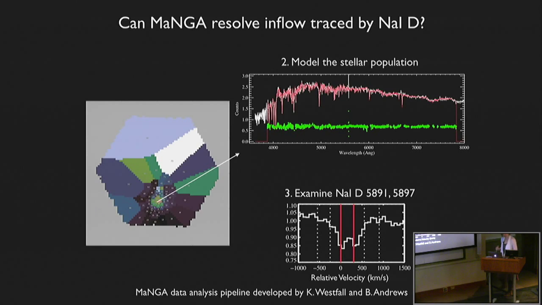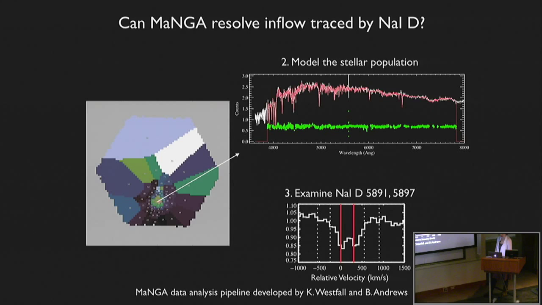One catch about sodium D is that it has an ionization potential of only 5 eV, so it's easily destroyed and can only exist in very cool, dusty gas. So we're looking at the kinematics of very cool, dusty gas here. So here's the sodium 1D absorption transition in this particular spatial bin. The systemic velocity of the two lines in the doublet are shown here.